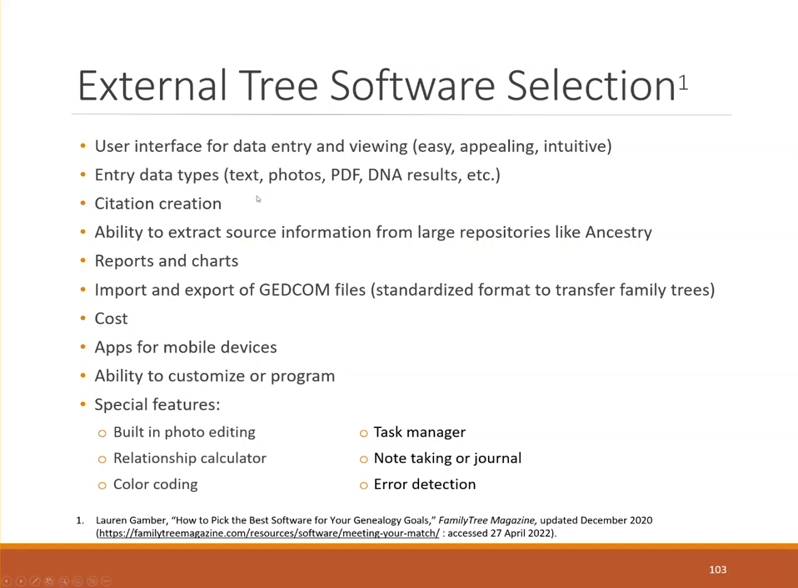Do you want to be able to add files or photos? And maybe it has features that help you with your DNA results. You saw there that it can help you write citations, and you can extract information. Family Tree Maker links in with Ancestry or FamilySearch. It makes lots of reports. It can export in GEDCOM files. This is the standardized family tree format, but it costs money. They also have apps for mobile devices.